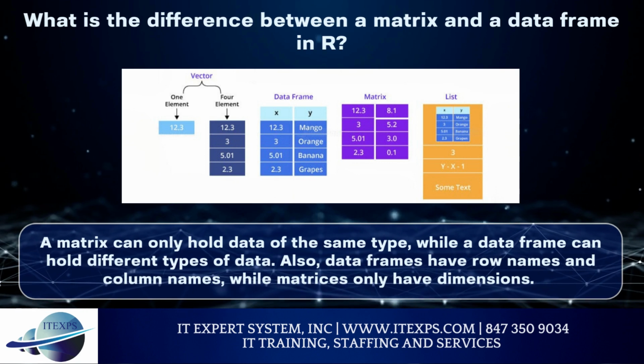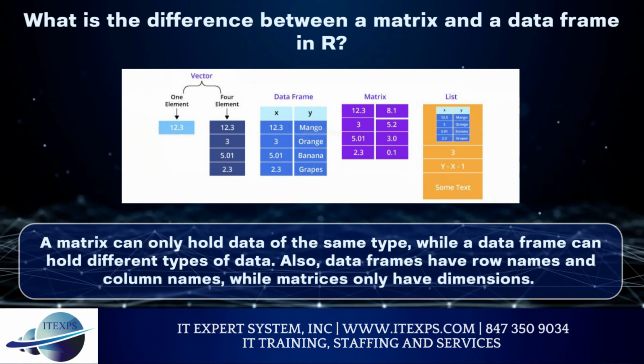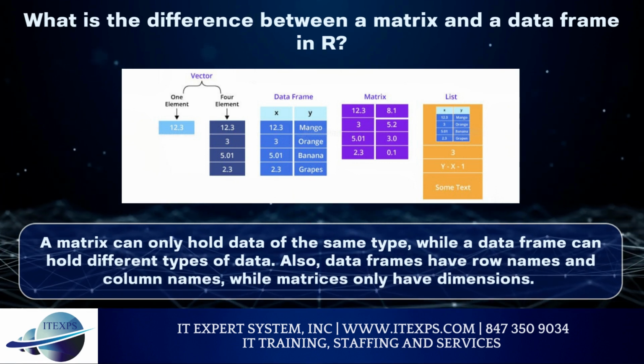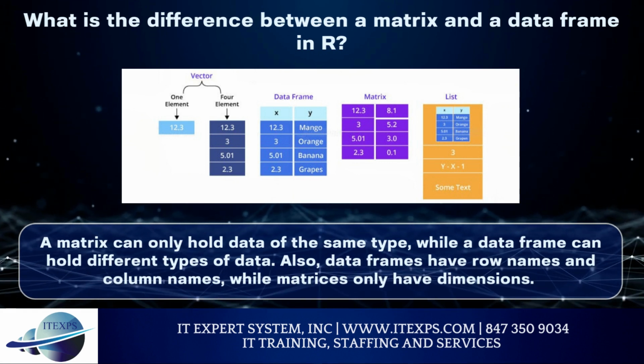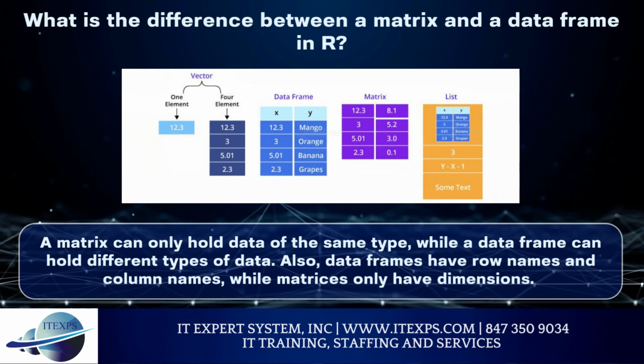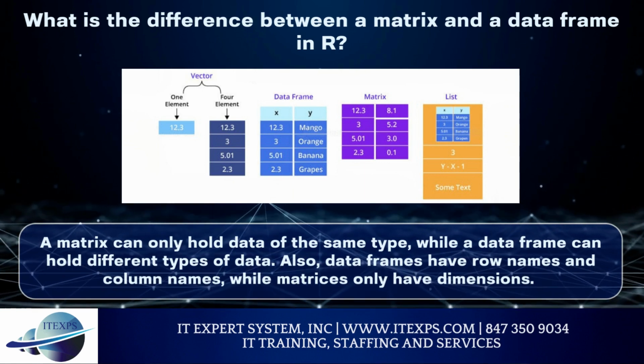What is the difference between a matrix and a data frame in R? A matrix can only hold data of the same type, while a data frame can hold different types of data. Also, data frames have row names and column names, while matrices only have dimensions.